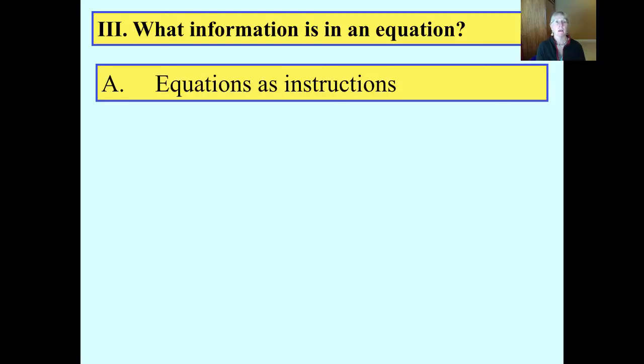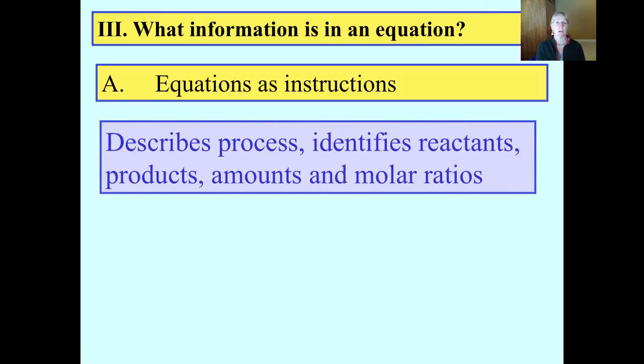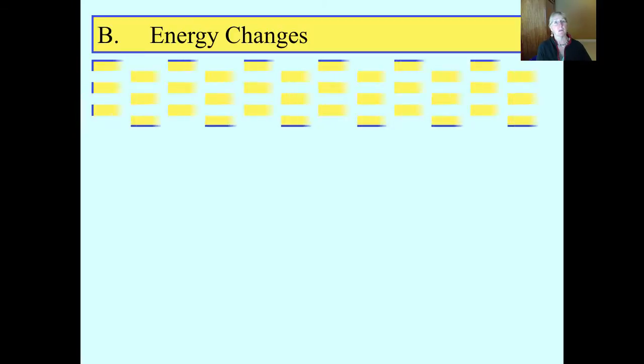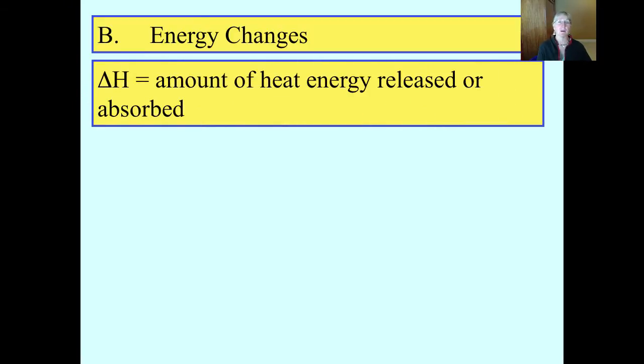Tuesday. So equations can act as instructions, and those instructions will help describe both the process: who are the reactants, who are the products, what are the amounts, we'll do that in another chapter, and how you can relate the molar ratios of different substances to each other. It can also tell you about energy changes, and we've learned some terms recently about endo and exothermic. Now we're going to begin to define them officially.